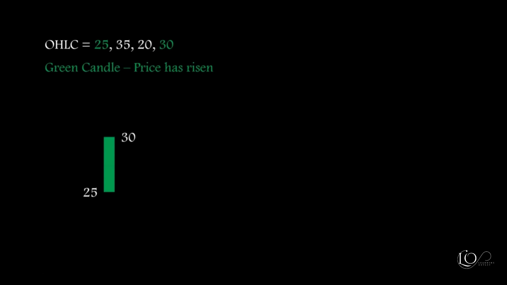So we make the body. We start out with 25 and move upwards to 30. And now we can add the upper wick at 35 and the lower wick at 20. So this is what your candle should look like. Were you able to get this right? I hope that you did, because this was pretty simple. If you have any problems, leave a comment and I'll try to answer your question as soon as possible.